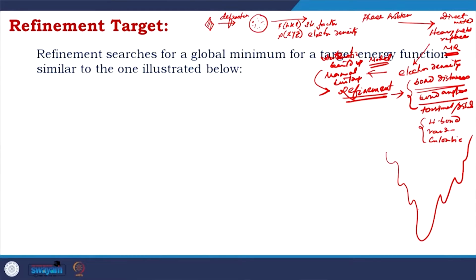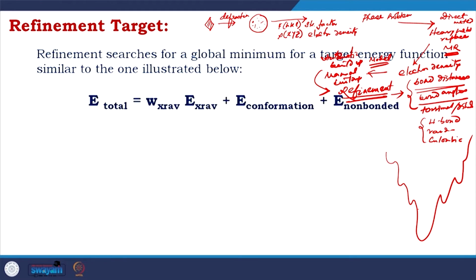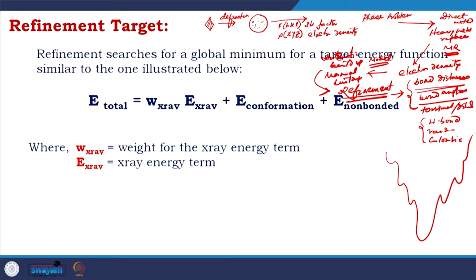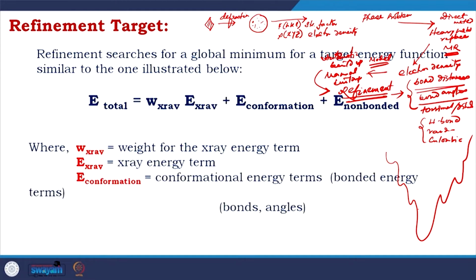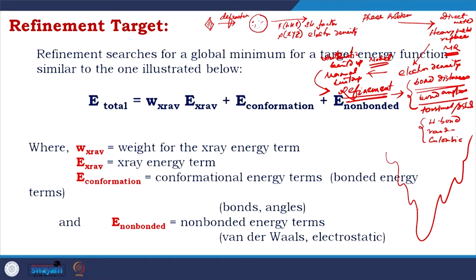So, if you see, refinement searches for a global minimum for a target energy function similar to the one illustrated, E total equals W X-ray times E X-ray plus E conformation plus E non-bonded, where W X-ray is the weight for the X-ray energy term, E X-ray is the X-ray energy term, E conformation is the conformational energy terms or bonded energy terms, which talk about bonds and angles, and E non-bonded is the non-bonded energy terms talking about van der Waals and electrostatic.